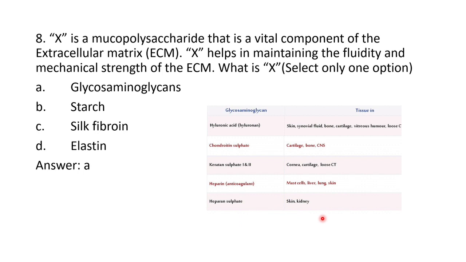So glycosaminoglycans can be further characterized into two types, that is, polymers which are sulfate based and which are non-sulfate based. So hyaluronic acid is a glycosaminoglycan which is non-sulfate based, and chondroitin, heparin, keratan sulfates are glycosaminoglycans which are sulfate based. So these are some examples of mucopolysaccharides.